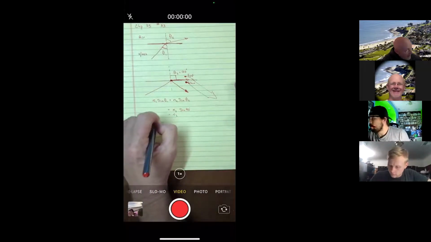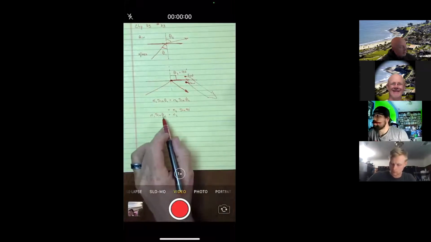So at this special angle, which I'll call the critical angle and put a little sub C, the critical angle goes with 90 degrees. So mathematically, this means that the sine of the critical angle is N2 over N1.